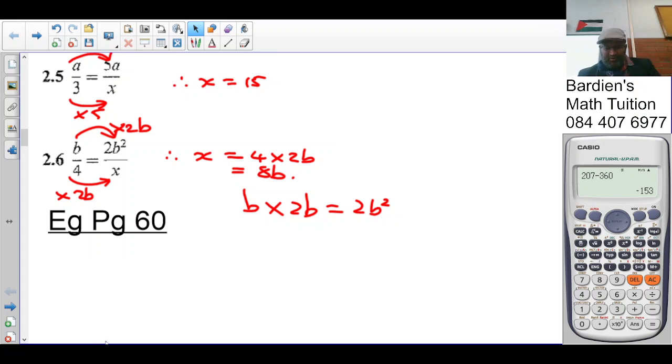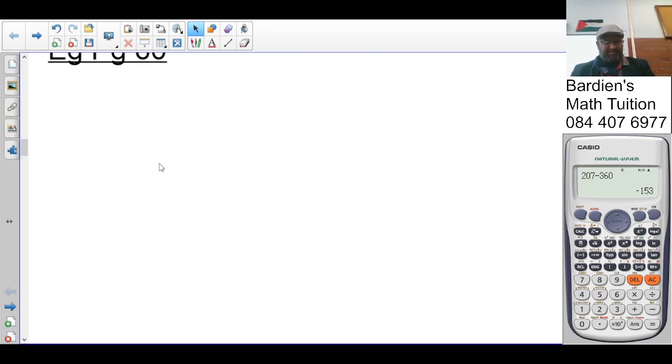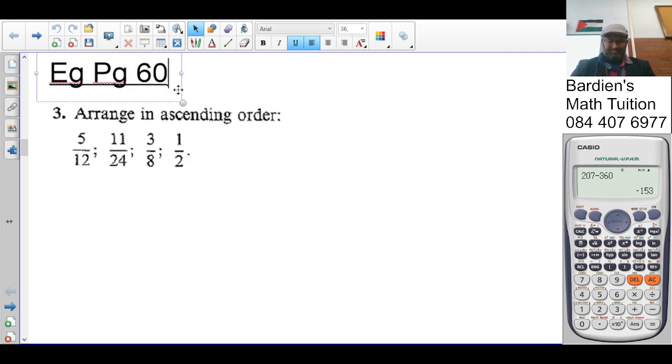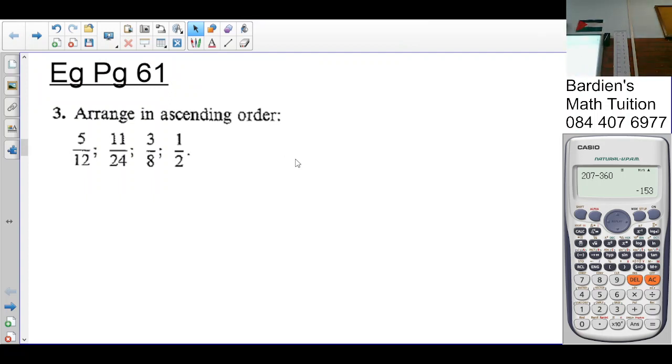There's one sum before you guys leave. We are told to arrange in ascending order. What does ascending mean? Smallest to biggest. If the question was to arrange in descending order, then what would I have done? Biggest to smallest. Okay. It's on page 61. So arrange in ascending order. Ascending means smallest to biggest.